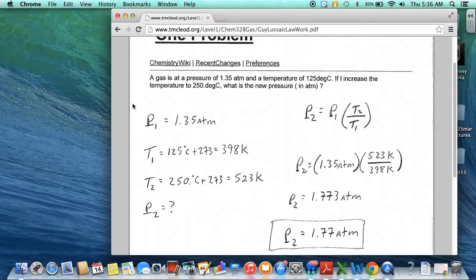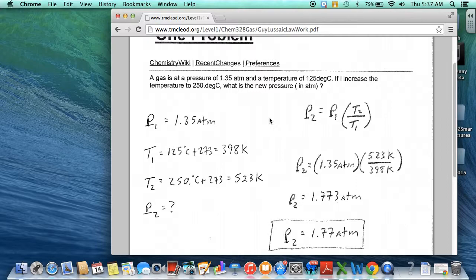So it says then I increase the temperature to 250. And of course you put in the K, and the P2 is what we're looking for. So you plug in, K's cancel, and you get a P2 of 1.773 atmospheres, which you change to 1.77 atmospheres. Okay, and if this asks, you know, what's the new pressure in a different unit than that, what you could have done is change the units here, or kept the units in atmospheres, and then change it here into another unit. Okay, so that's how you do Gay-Lussac's law.